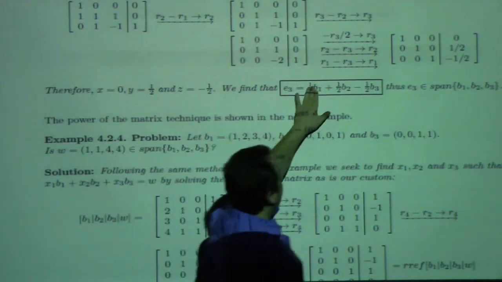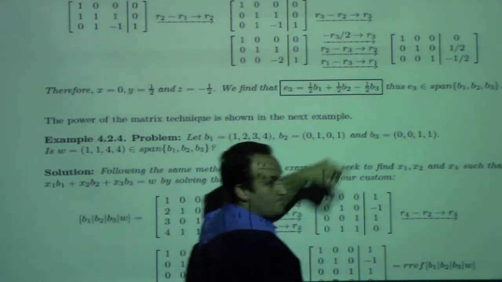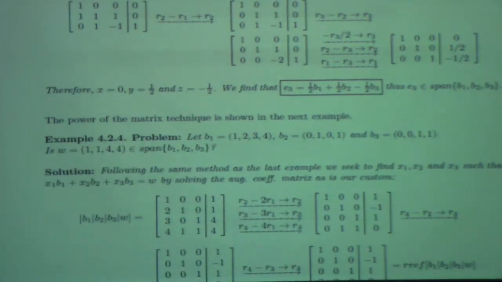Also, that sentence shouldn't be there. It should just be 1/2 B2 minus 1/2 B3, right? Since it works.